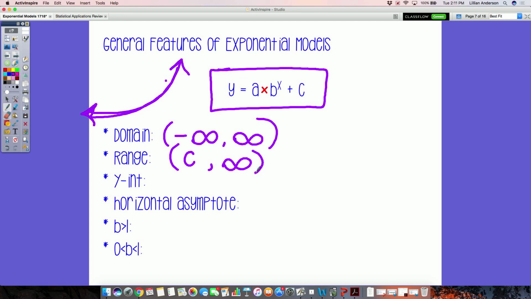What about the y-intercept? 0C. What if there's an A? Then you have to add it. So it would be 0A plus C. So whatever A was, we add to C, and that's going to be our y-intercept. Our horizontal asymptote is always going to be your C, and it's always in the form of an equation.